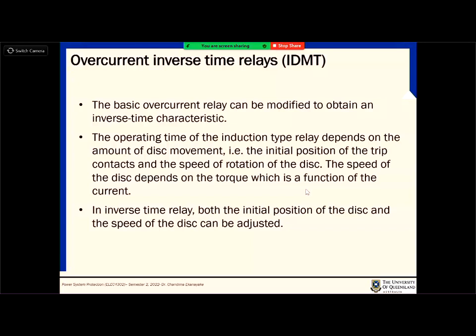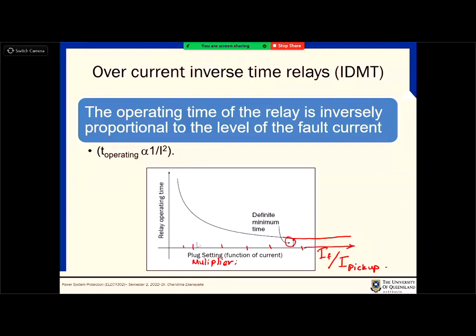Okay, what we discussed last week was a relay type called IDMT, inverse definite minimum time relays. The name comes from these characteristics. As you can see here, the operating time of the relay reduces with increase in the fault current magnitude. You can look at it in different plots in different ways, but usually it is the fault current divided by some setting called the pickup current. Pickup current is the current that you set the relay to start operation.